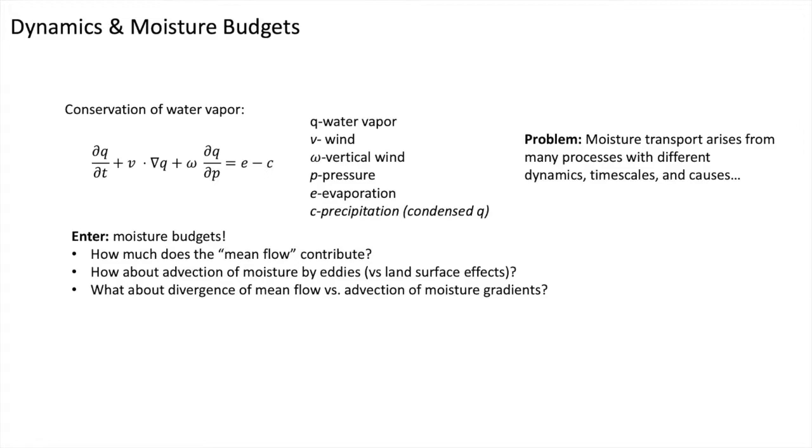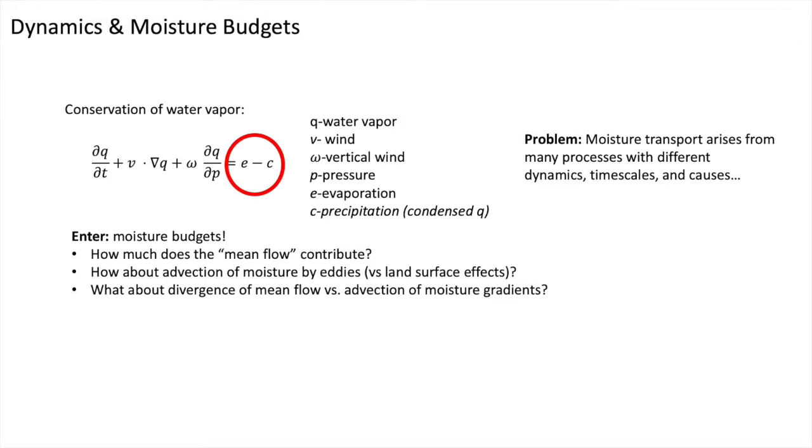There's the partial derivative of Q, so we'll just say dq dt. This is the time derivative, plus v, this is our velocity or wind velocity field, times the gradient of Q, plus omega dq dp. So this is change of Q with height. And omega, our vertical wind speed, has to equal the evapotranspiration minus precipitation.